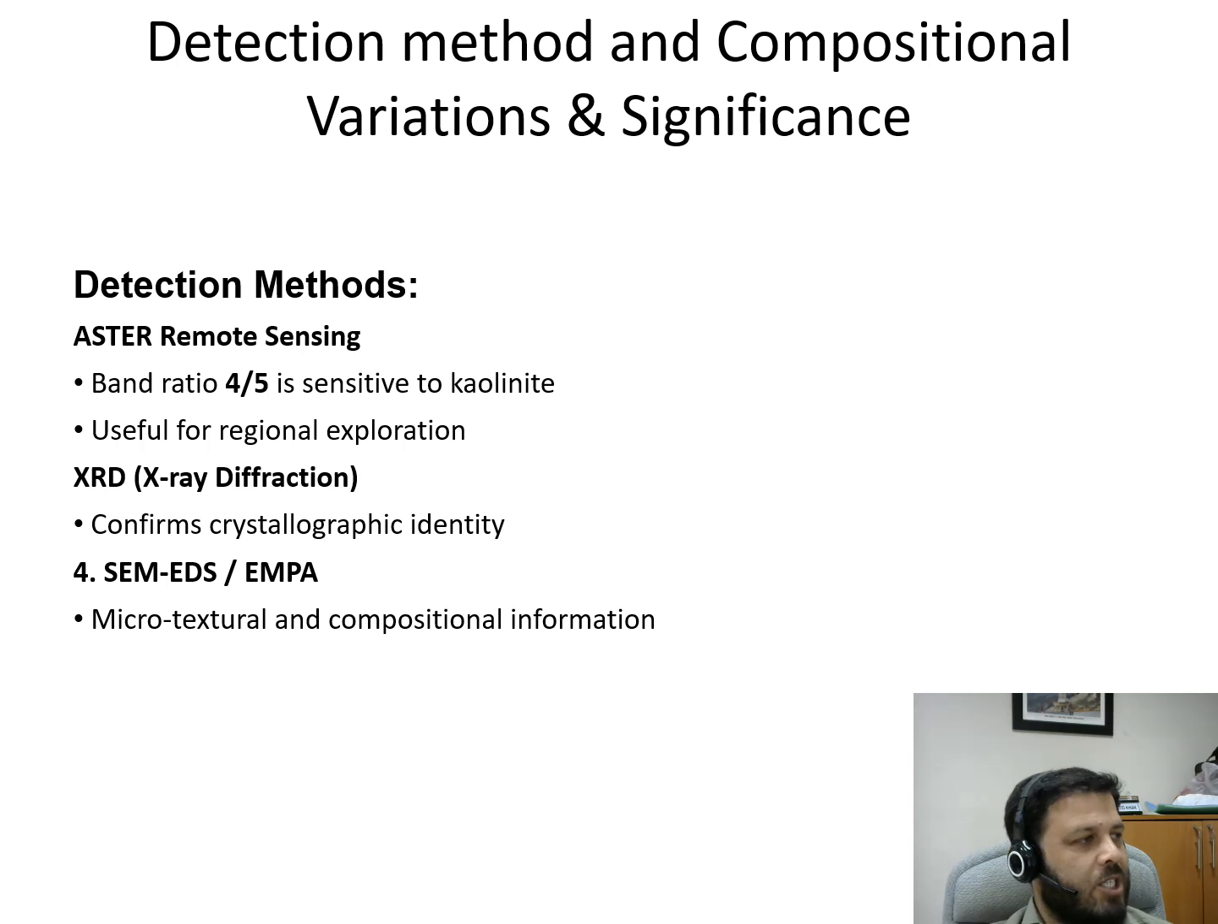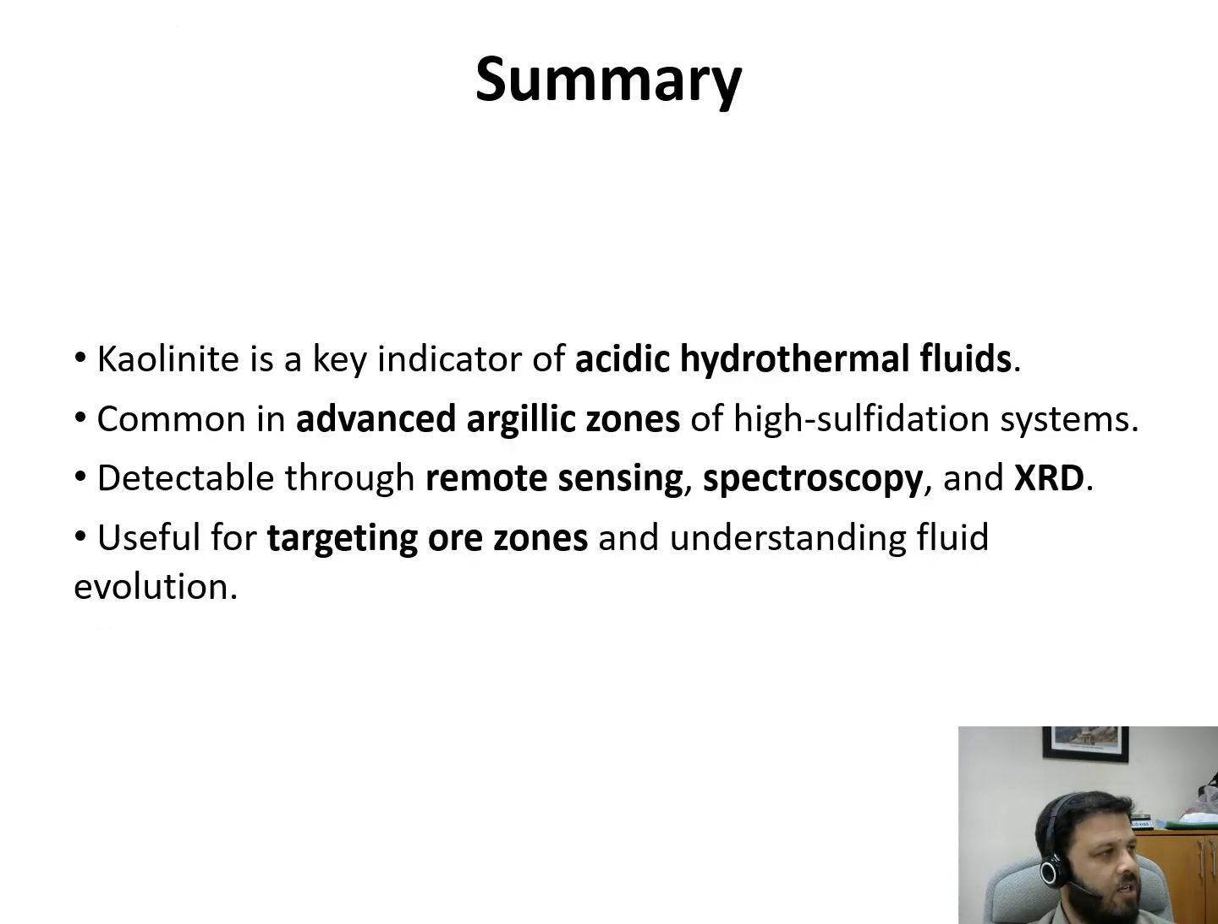Kaolinite can be detected in modern days via ASTER remote sensing. Especially the band ratio 4 or 5 is sensitive to kaolinite formation, which makes it very useful for regional exploration. Other methods include XRD, X-ray diffraction, which can confirm its crystallographic identity, and microtextural and compositional information can be provided by SEM or EMPA data as well.